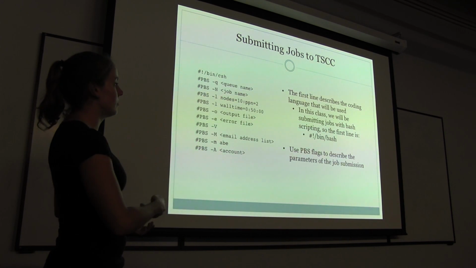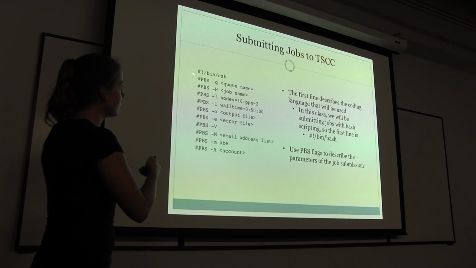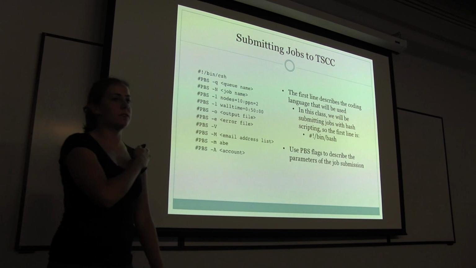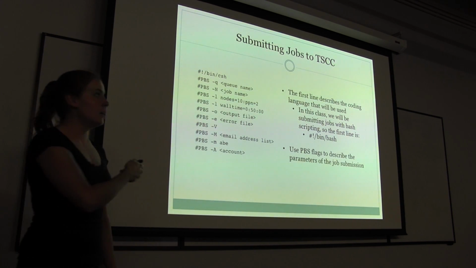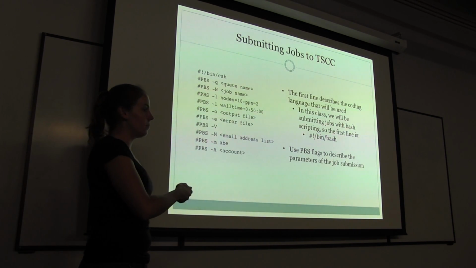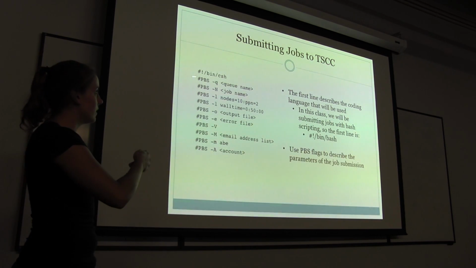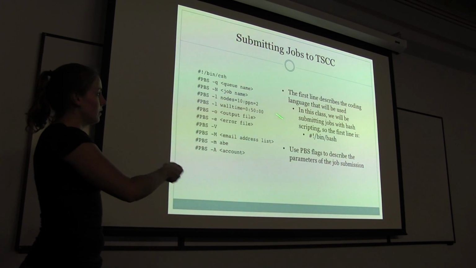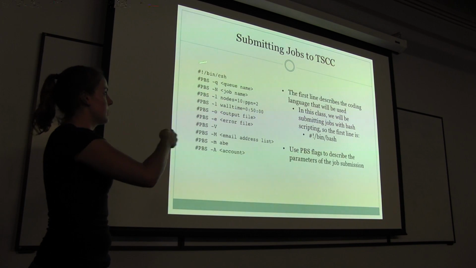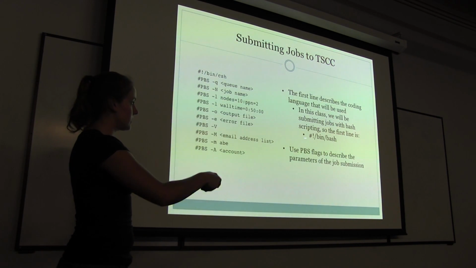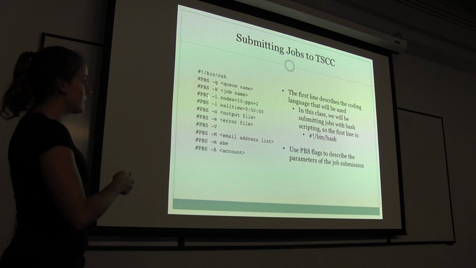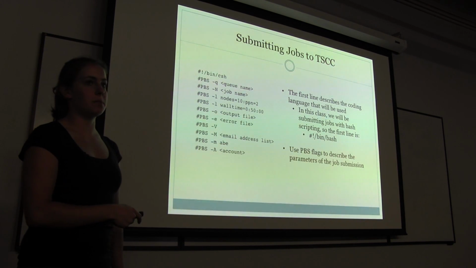So what you have to do when you're ready to submit a script is specify all of these submission parameters. The first line at the very top specifies the language of the submission script that you're going to be using. So in this class we're using bash programming. So this is going to say hashtag exclamation mark bin bash. And this is an example of C shell, so we're going to change that to bin bash. And then each of these flags describe a different parameter of your job submission.